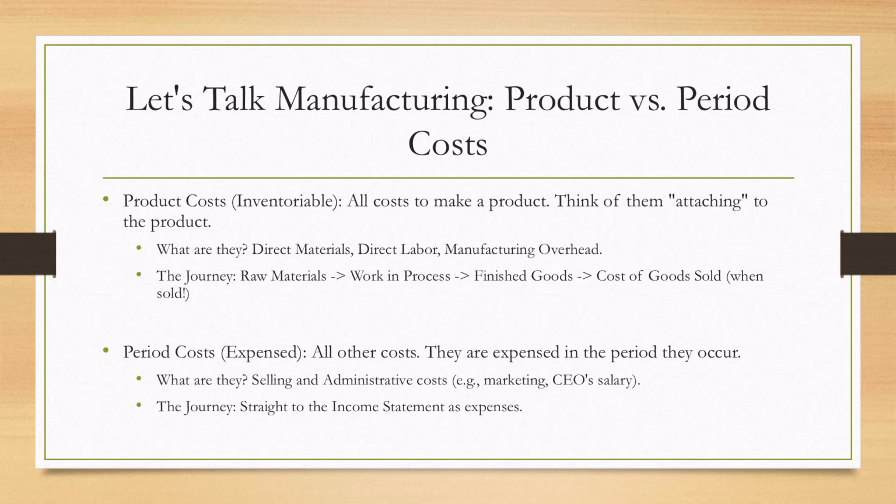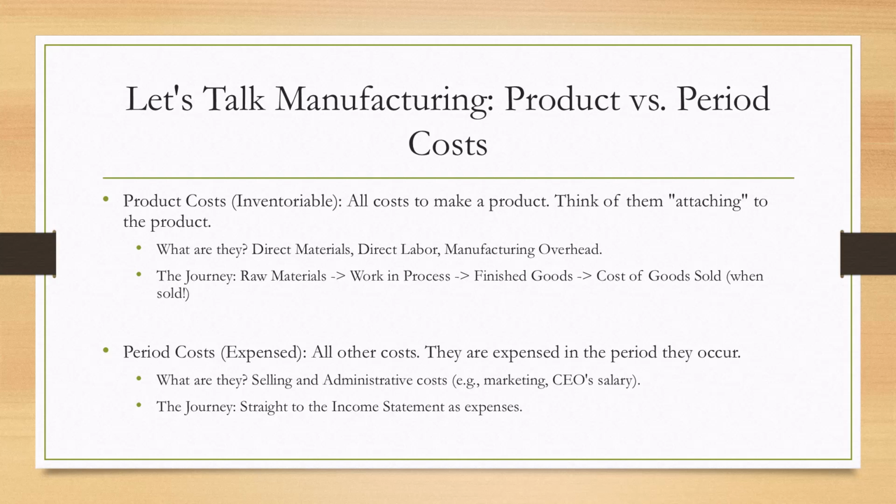They follow the product on a journey through the accounting system, from raw materials inventory to work in process inventory to finished goods inventory. They only become an expense on the income statement, called cost of goods sold, when the product is finally sold. Period costs are, quite simply, everything else. These are costs that are not part of the manufacturing process, like the salaries of the marketing team or the administrative staff. Their journey is much simpler.